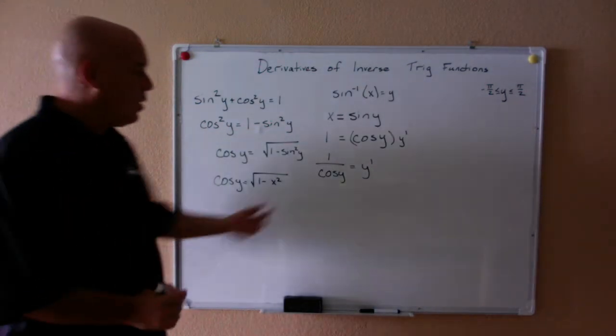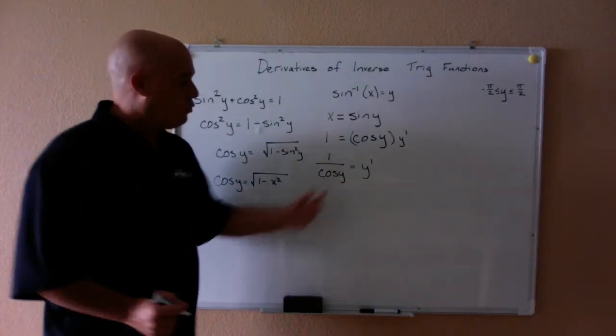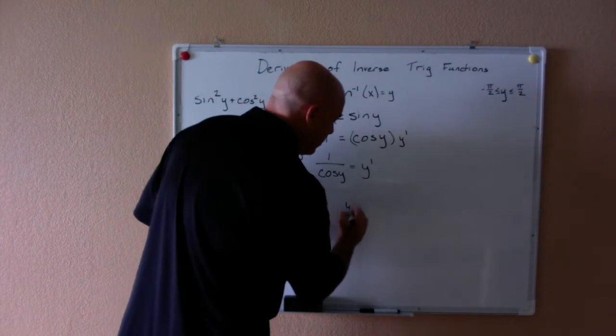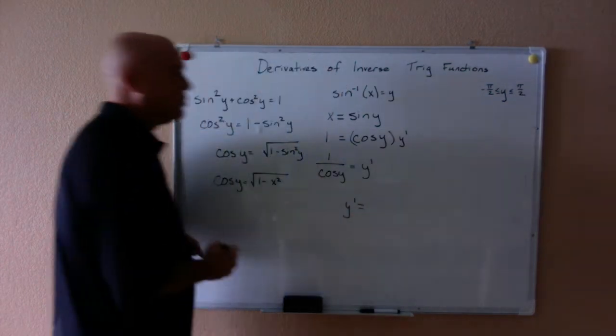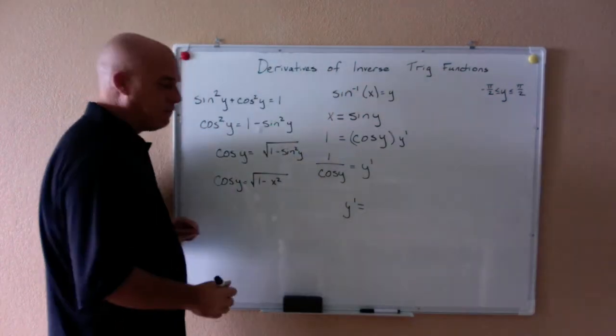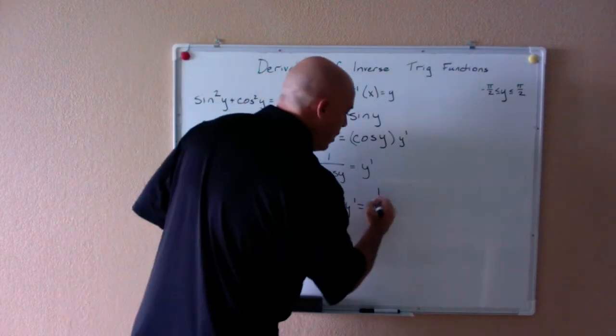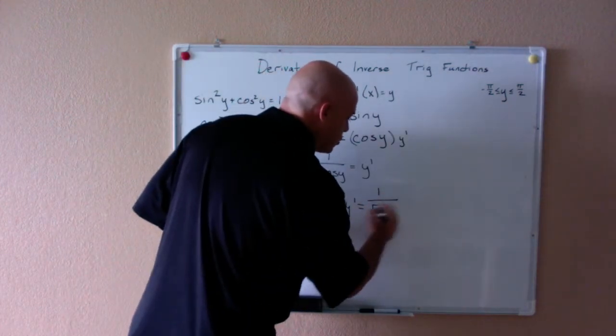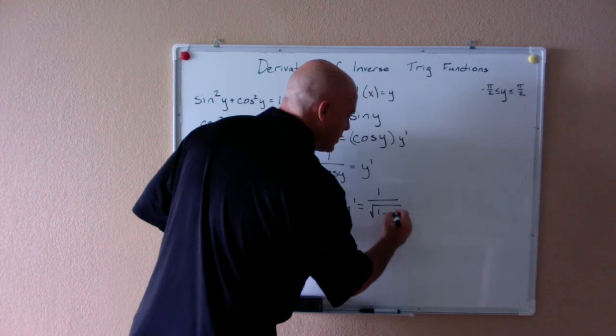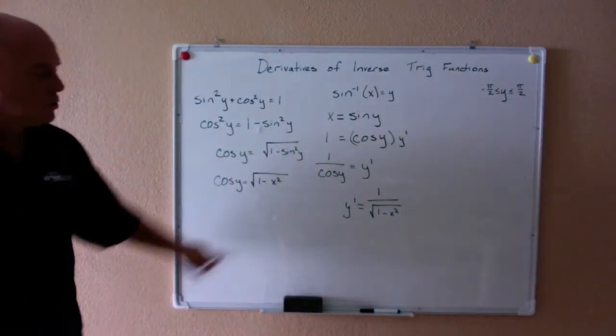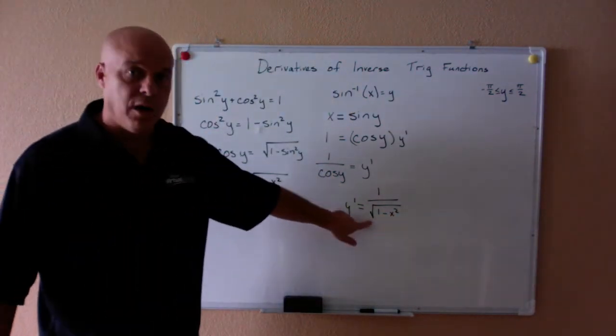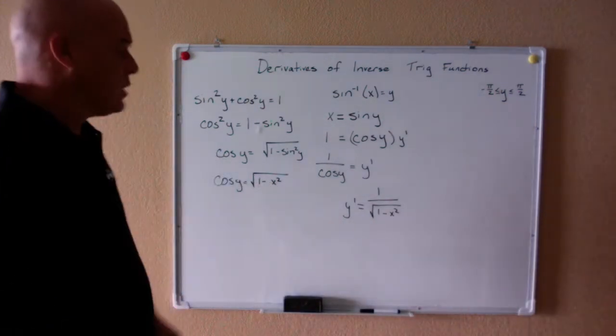Okay? And now I can replace my cosine of y down here and find that the derivative of y, the derivative of the arc sine function, is going to be 1 over the square root of 1 minus x squared. Okay, so there's my formula for the derivative of the arc sine function.